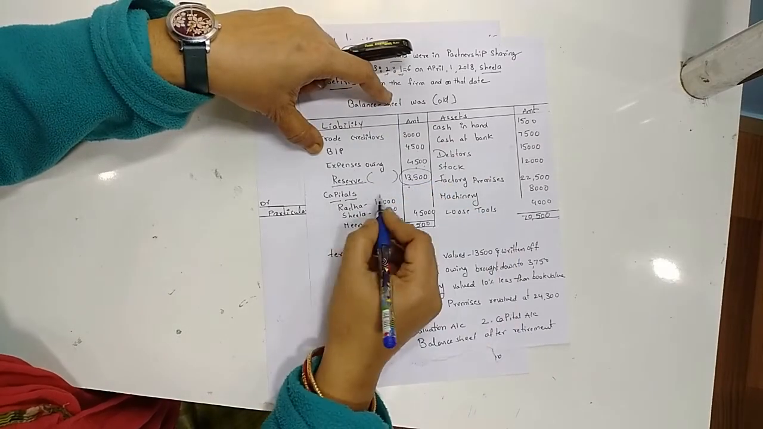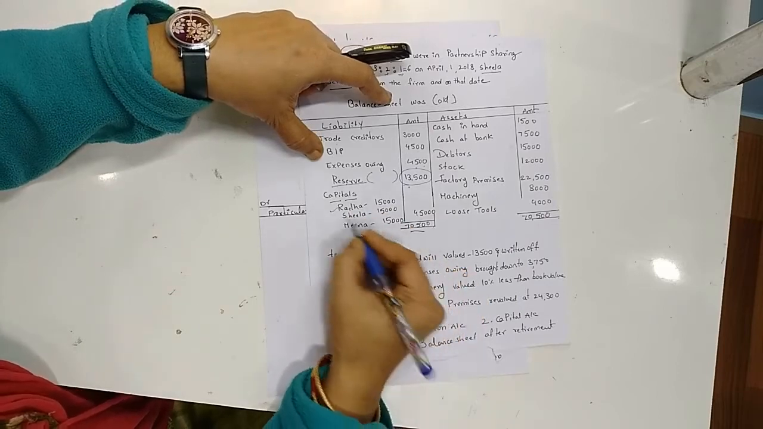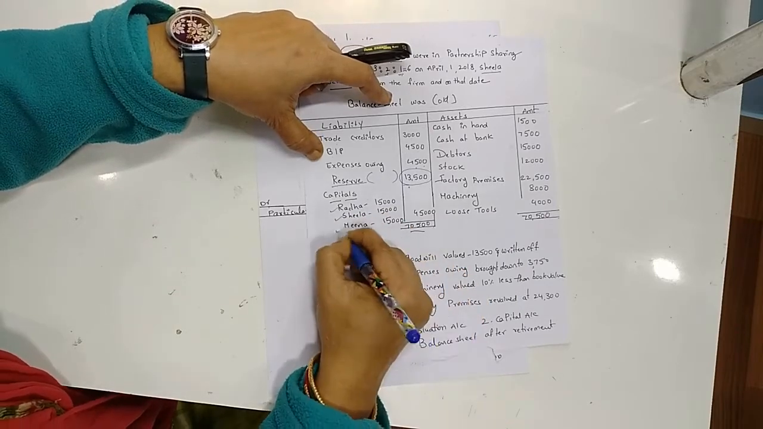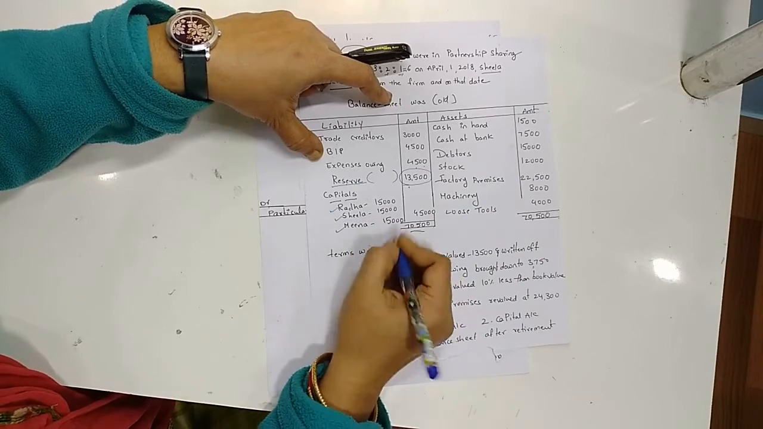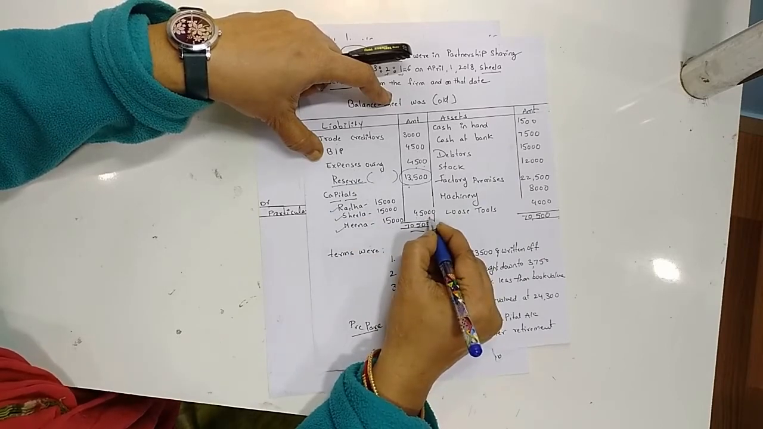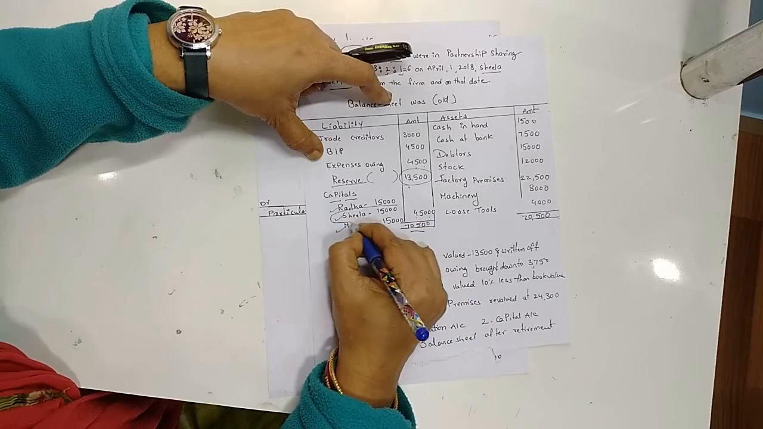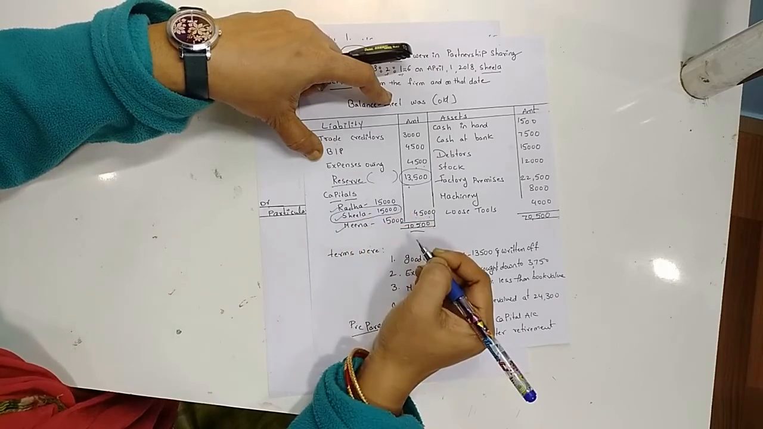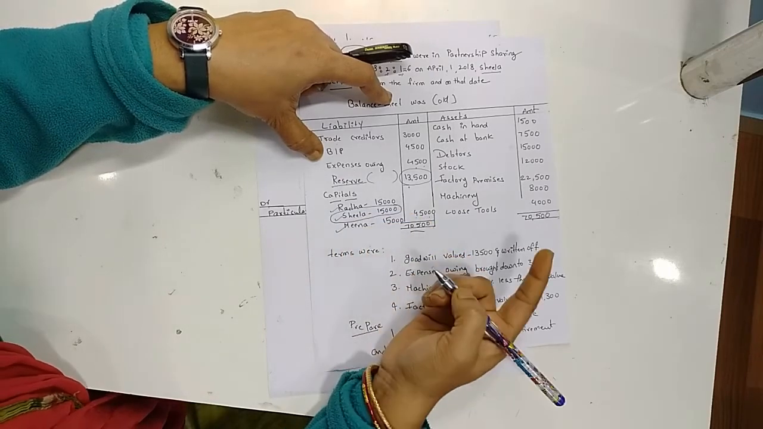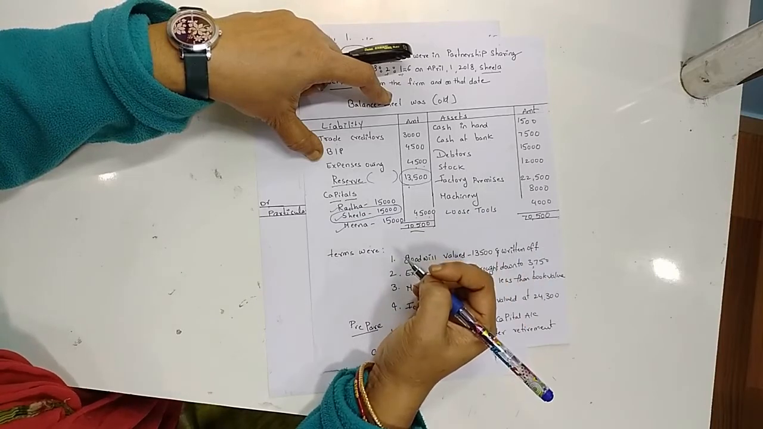And the investments: Radha has given 15,000, Sheila 15,000, Meena 15,000. Altogether the total investment is 45,000. But now Sheila is retiring, so this 15,000 she will take off. Whether you are paying it or keeping it as a loan, let's see.